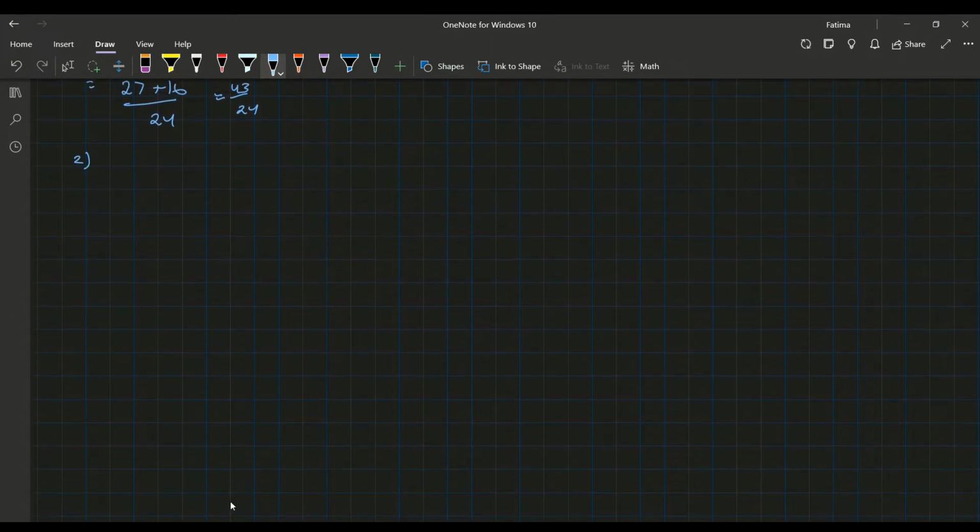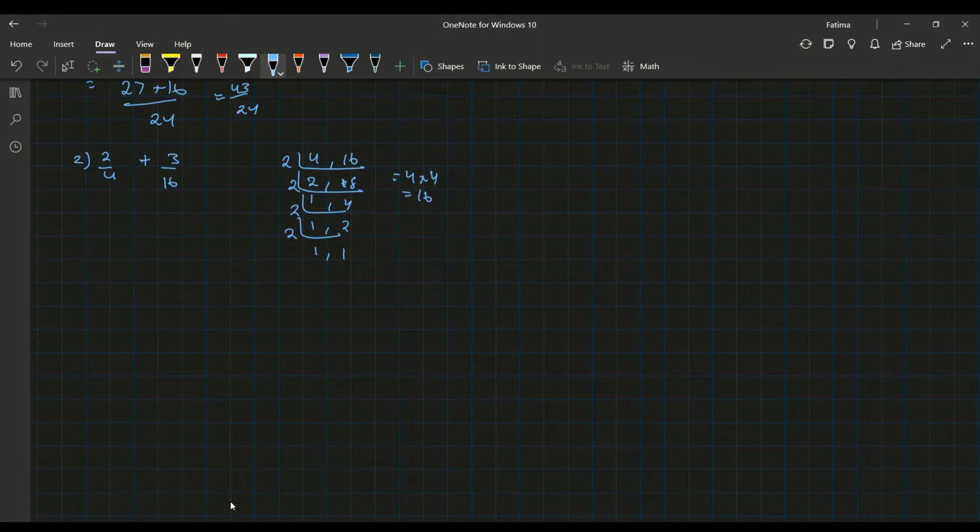For this part, let's do 2 by 4 plus 3 by 16. Now I have to take the LCM of 4 and 16. Okay, so the LCM of 4 and 16 is 16.